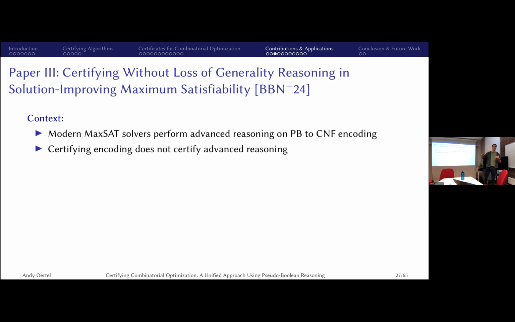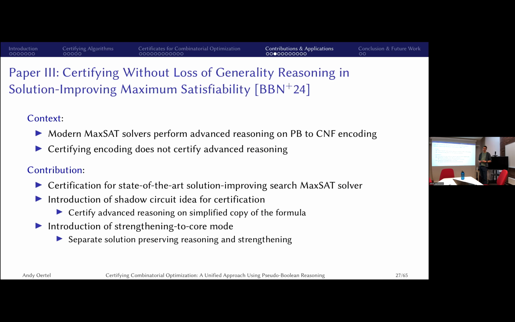And this idea uses these pseudo-Boolean to CNF encodings from the first paper. But then it uses these encodings in a very advanced way, doing a lot of without-loss-of-generality reasoning using these encodings. And in this paper, we were able to provide certification for a state-of-the-art solution-improving MaxSAT solver. But this required a lot of new ideas.